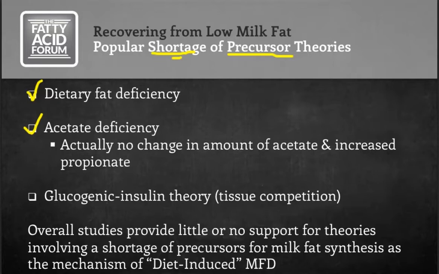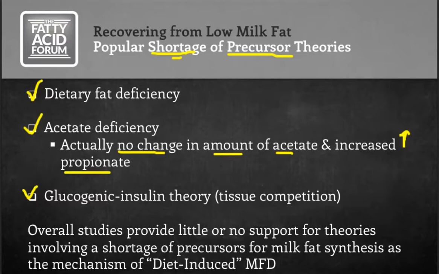which is also disproven. What's interesting is that under many of the diets where we observe milk fat depression, we actually have no change in the amount of acetate, but we have increased propionate, and that's why we see this change in the acetate to propionate ratio: because of an increase in propionate, not because of a decrease in acetate. And then lastly, there's a theory called the glucogenic insulin theory that's based on this increased propionate stimulating insulin that causes adipose tissue uptake of nutrients competing with the mammary gland.